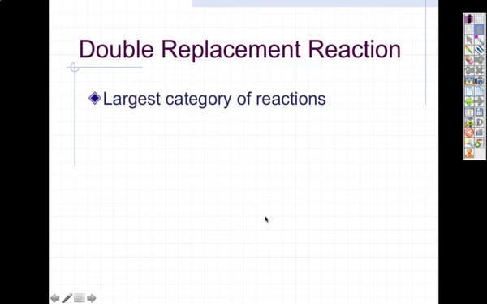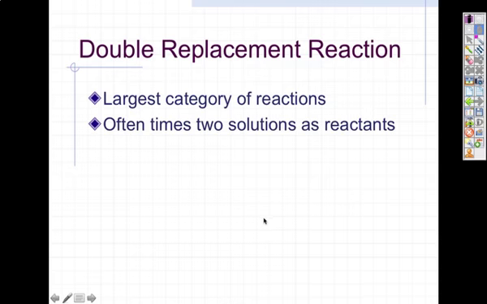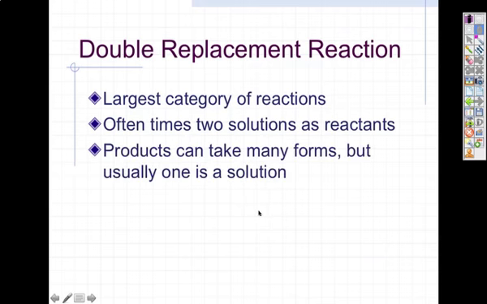This is our largest category of reactions. Quite often it's 2 solutions as the reactant. So I take 2 liquids that are dissolved, or 2 things that are dissolved in an aqueous solution of water, put them together. The products can take a lot of different forms, but it's usually one of the products is a solution. So one will still be aqueous.